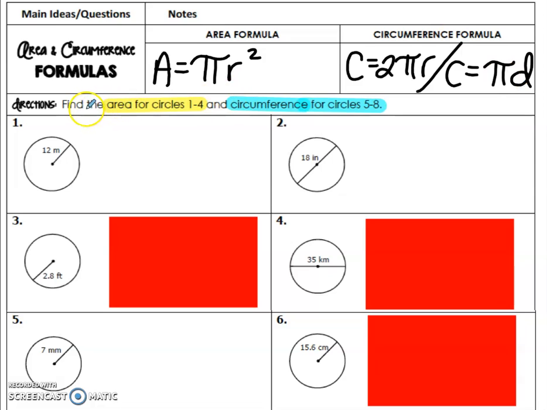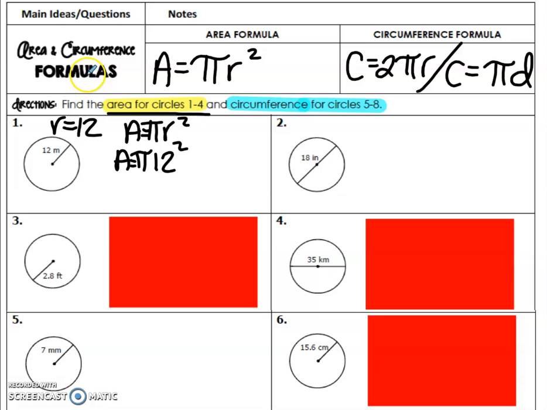So the directions say to find the area for circles 1 through 4. So think about we're finding area on 1 through 4. All right, so number 1, 12 meters stands for your radius because it's from the center of the circle to the outside of the circle. So I'm just going to substitute it into my formula. Area equals pi r squared. So area would equal pi times 12 squared.